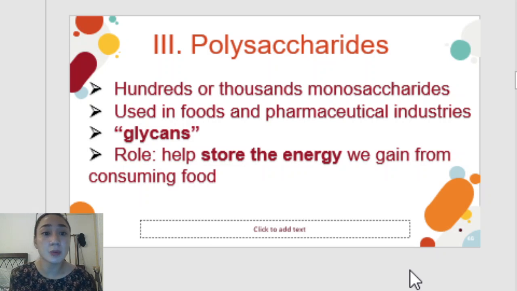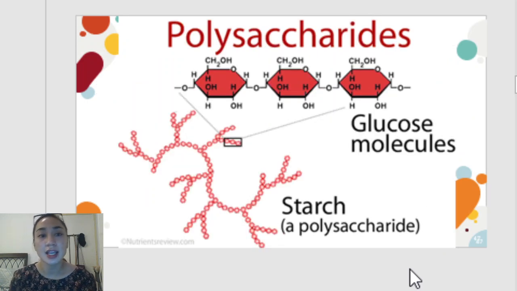Next type of carbohydrate is polysaccharide. These are hundreds and thousands of monosaccharides. It is used in foods and pharmaceutical industries. It is also called glycans. Its role is to help store the energy we gain from consuming food. So, for example, we have a chain of glucose molecules.